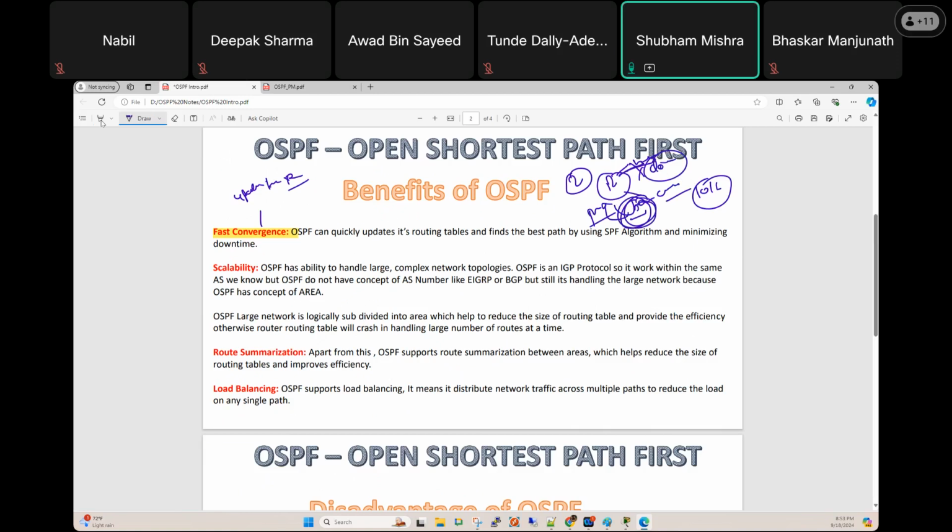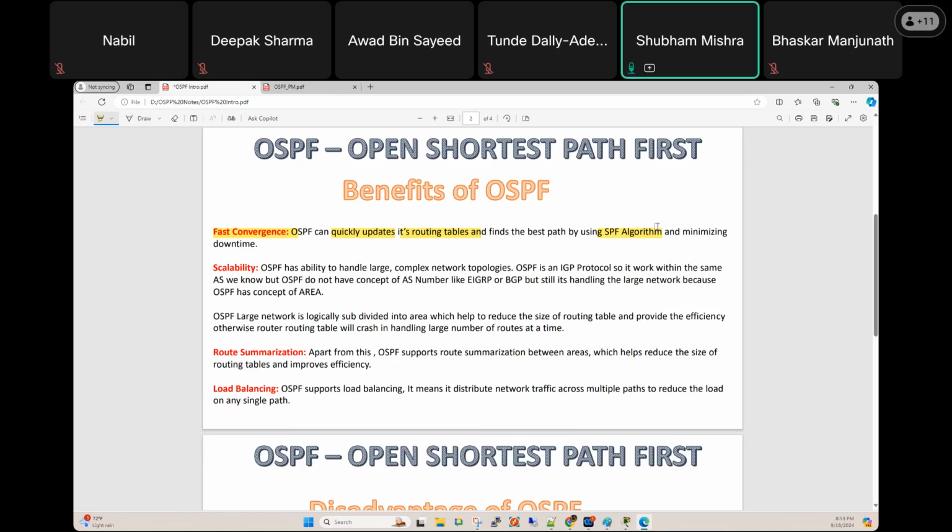So that's the reason I wrote here that OSPF has fast convergence. It means OSPF can quickly update its routing table. Tell me one thing, will it happen automatically or manually? You are not going to update it manually. If you are using OSPF, definitely the routing table will update automatically, and that is done by the SPF algorithm, the shortest path first algorithm.